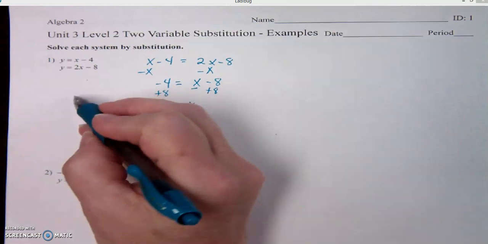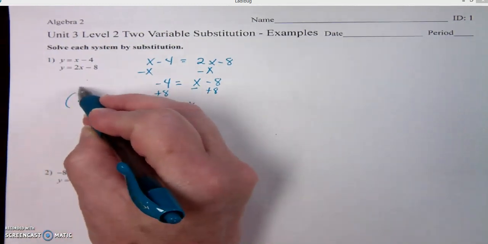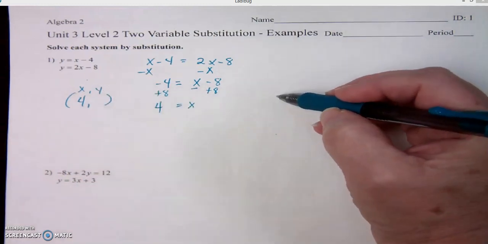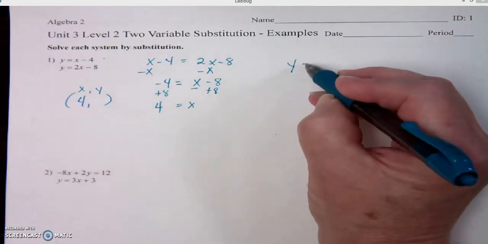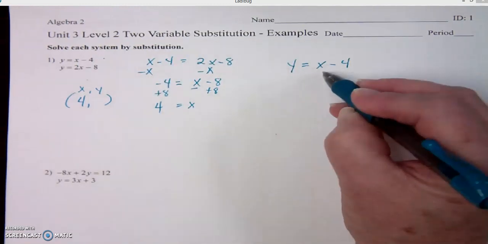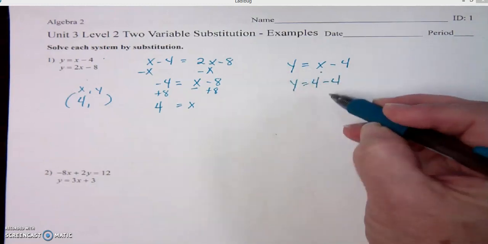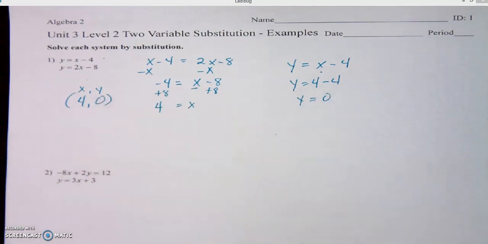Now I need an ordered pair. I have my x is 4. I need my y, x, y. All I have to do is substitute it back into either one of these equations. So I could try the first equation, y equals x minus 4. I know that x is 4, so 4 minus 4 is 0, and so my y is 0.